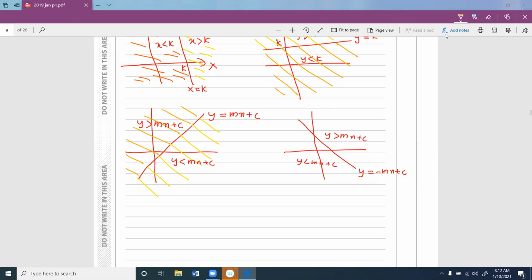See it this way around. This part of the area, and the other one is this bit of area in everything.